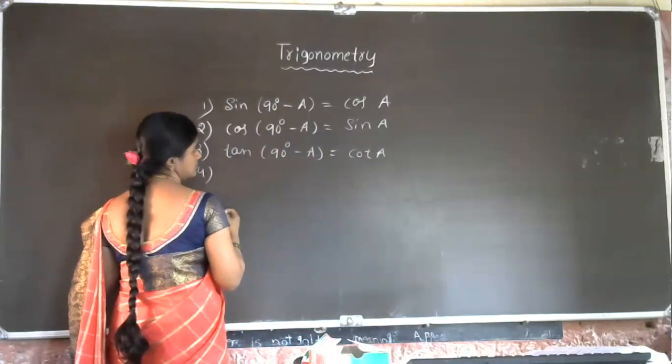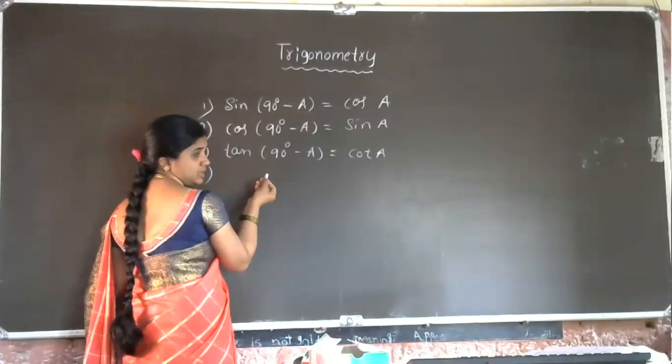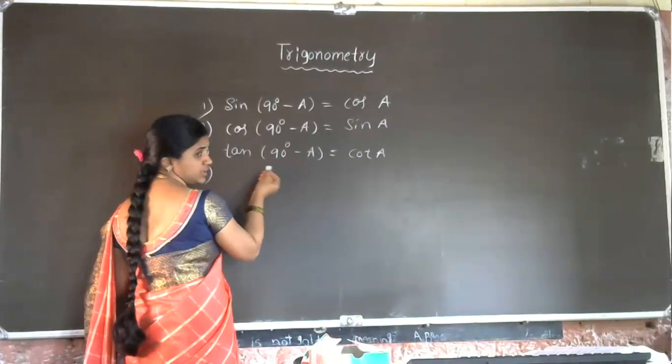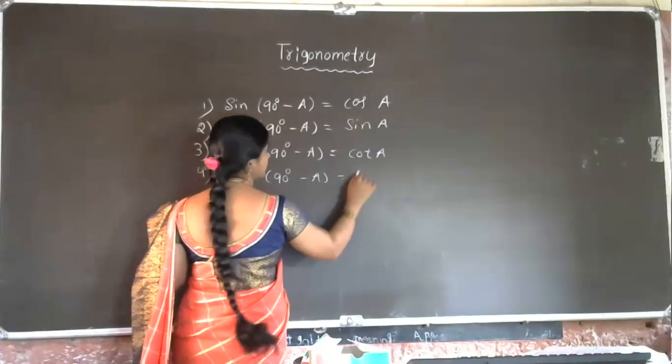Secant 90 degree minus A is equal to cosec A. Let us finish tan and cot now. Already tan I took in the third result. Can you tell me the cot result? Cot 90 degree minus A is equal to tan A. Okay, cot 90 degree minus A is equal to tan A.